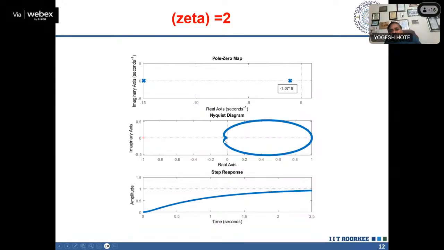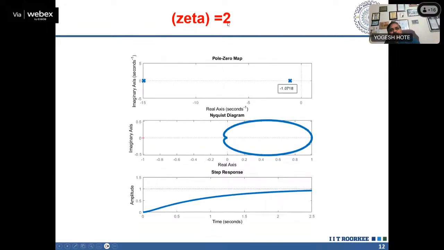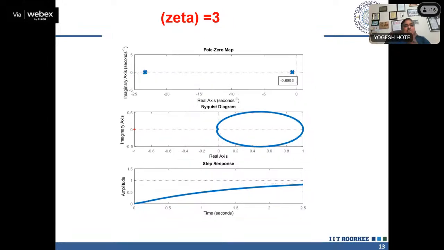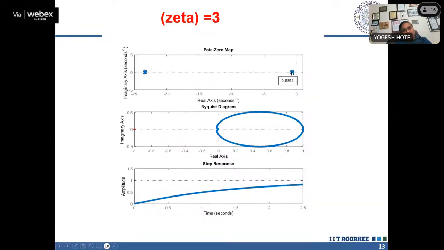And you can see this bulging also reduces. This is the shape for zeta equal to 1.5, and when zeta equal to 2 you see this type of shape. Poles are separated and again the response is very slow. Now we change zeta to 3. Earlier the poles were around minus 15 and around minus 1 or minus 2. When zeta equal to 3, the pole comes to around minus 24. That is, instead of Raipur, it goes to Mumbai.